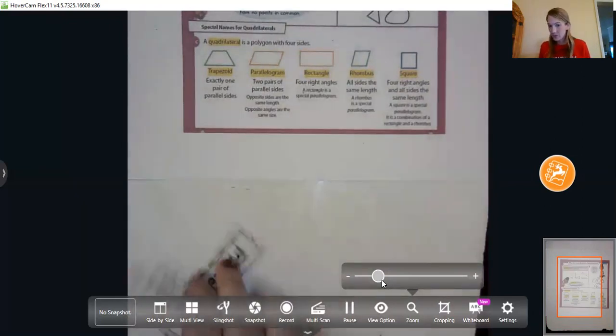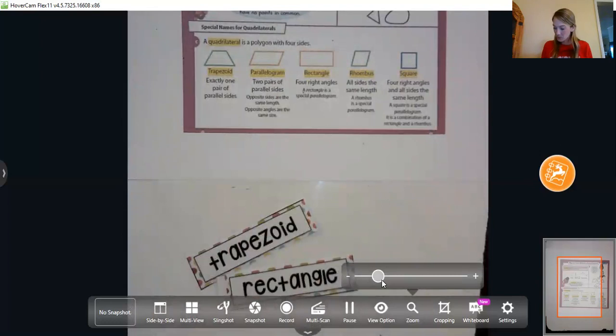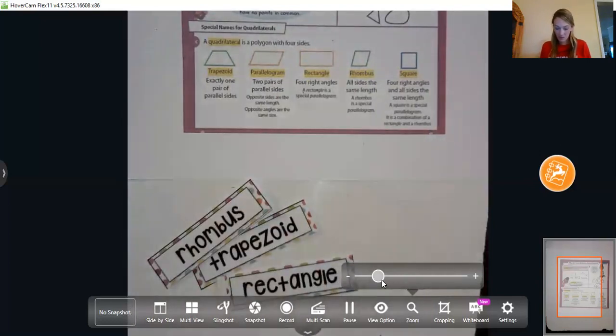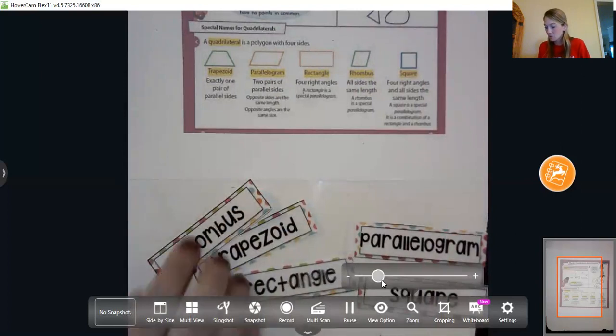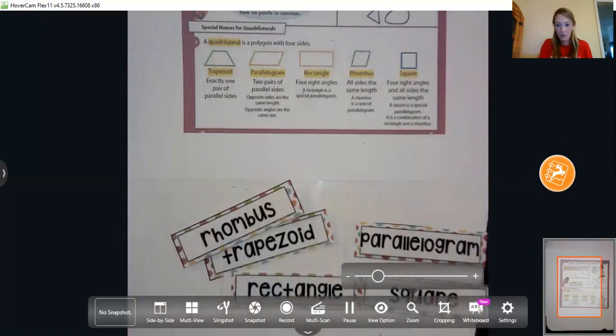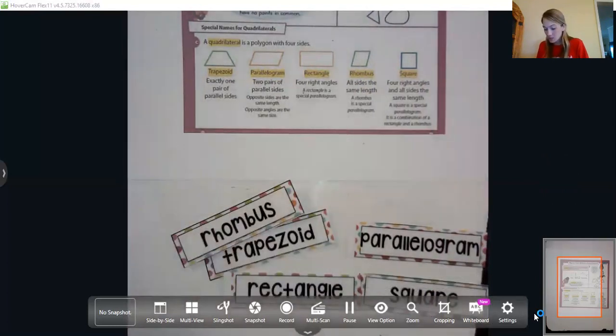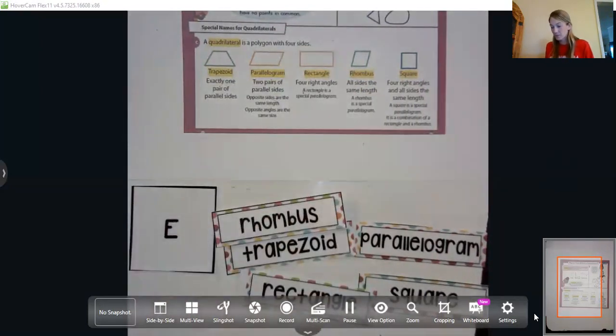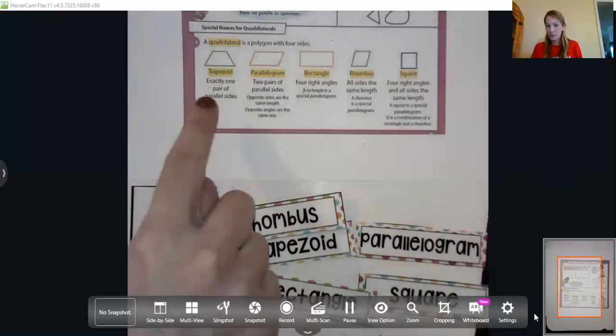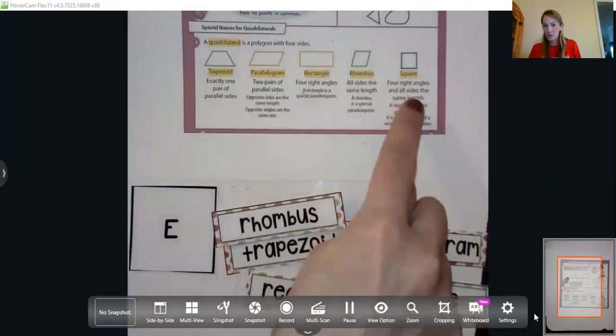I'm going to go ahead and lay out all the names we have. We have trapezoid, rectangle, rhombus, parallelogram, and square. Okay. I'm going to lay a shape down and we're going to decide which of these names it could be called. Okay. So let's start with this one right here. Okay. So let's just go through here and figure out which one of these it could be called.